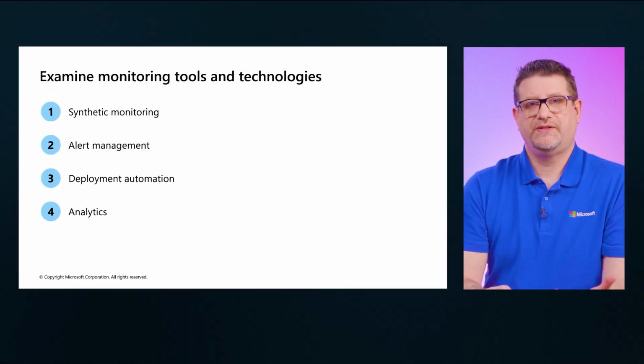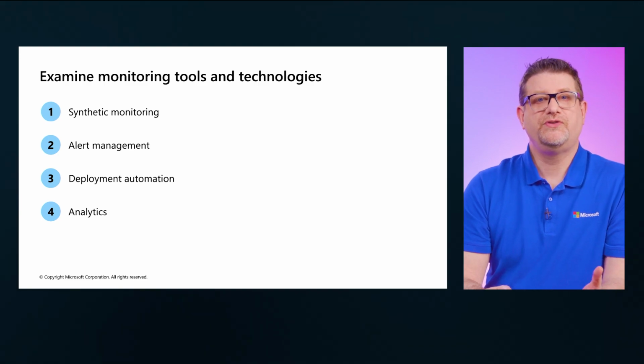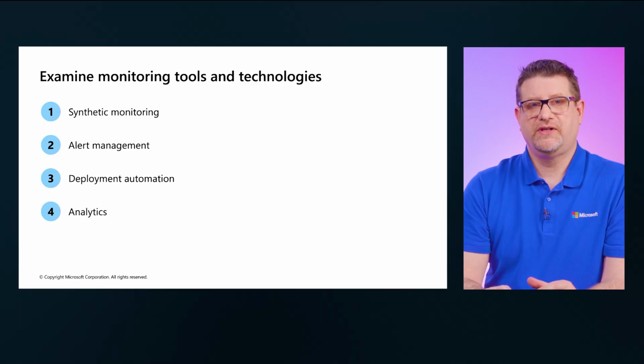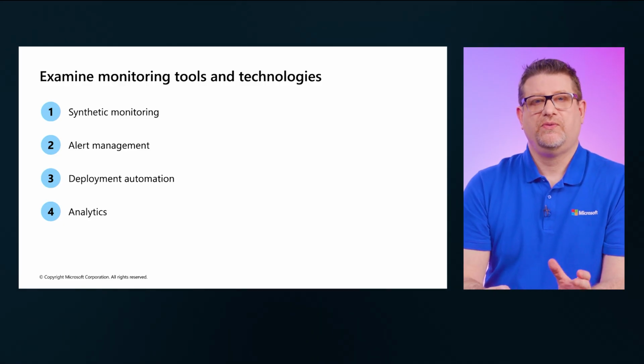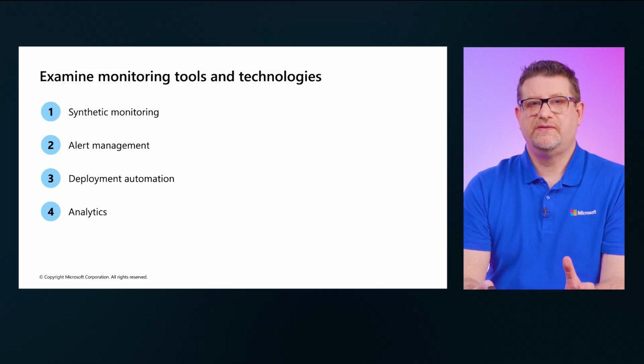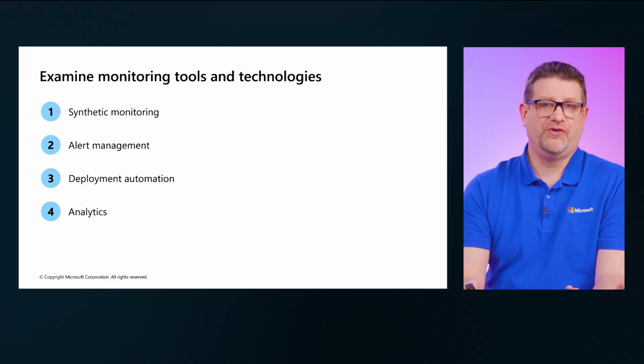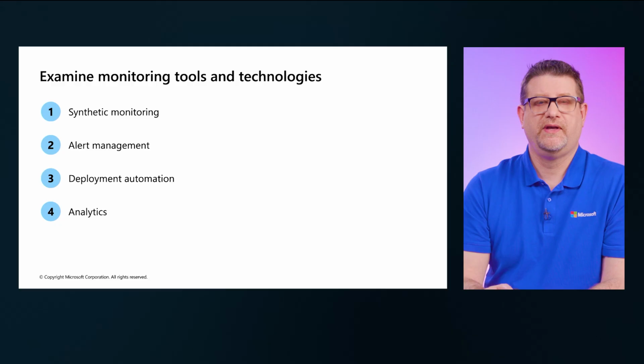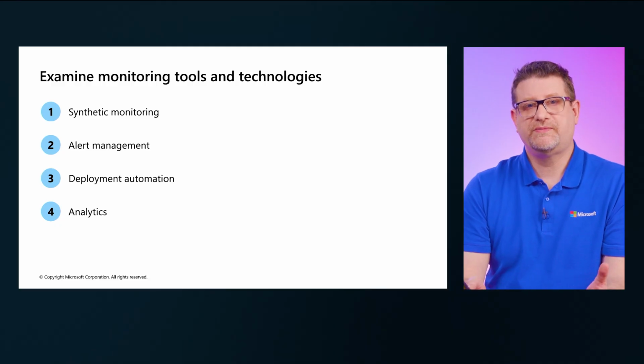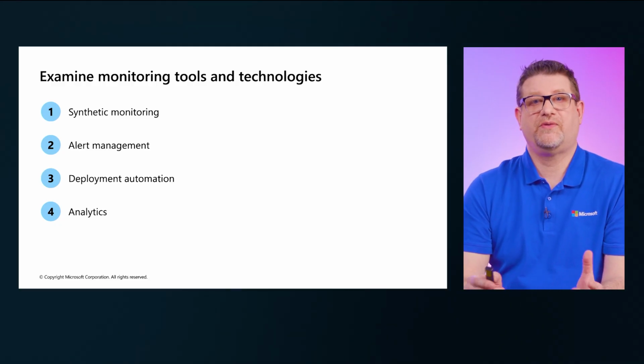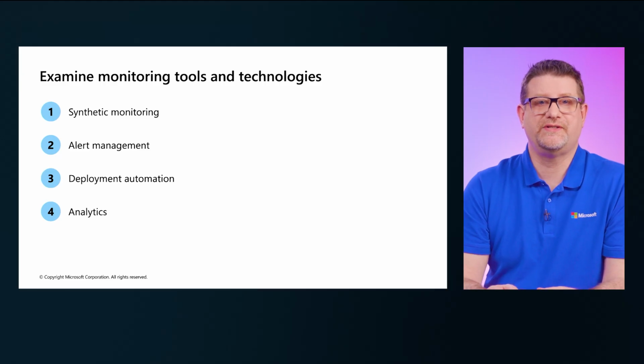Deployment automation streamlines the process of releasing new features or fixes. By automating deployments, we reduce manual errors and speed up delivery. Analytics turns all the collected data into actionable insights. With analytics, we can spot trends, understand system behavior, and make informed decisions to improve our applications. Together, these tools create a robust monitoring ecosystem that helps teams deliver reliable, high-quality software efficiently.